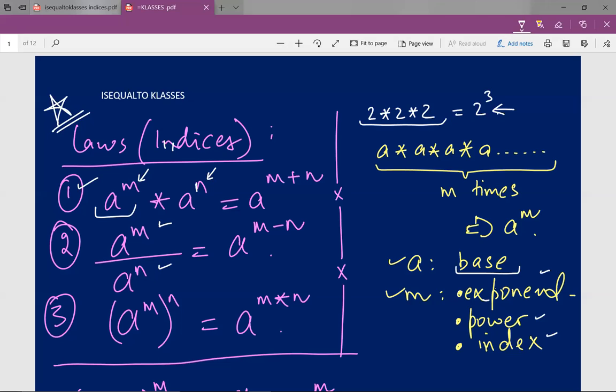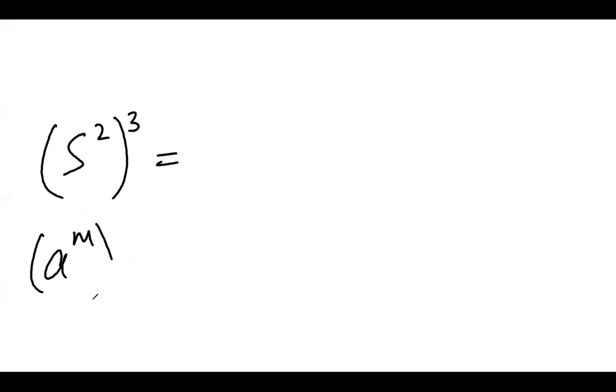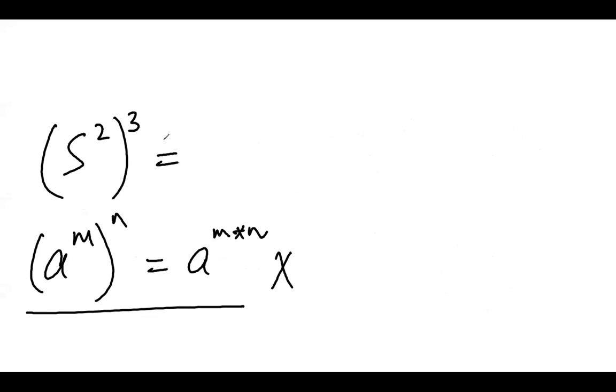Let us see this. A raised to power m whole raised to power n should be equal to a raised to power m into n. Again an example. We have already taken 2 and 3, so let us take 5. So 5 square whole raised to power 3. Now as per our law, a raised to power m whole power n is a raised to power m into n. Let us assume that I do not know this. So how will I tackle this? I'll write this as 5 square, the whole cubed.